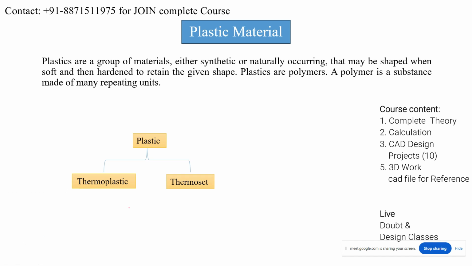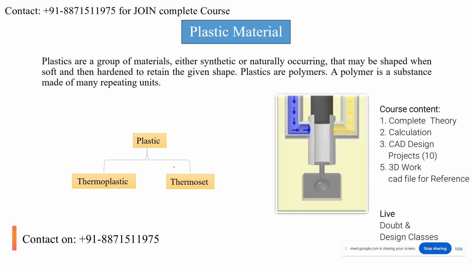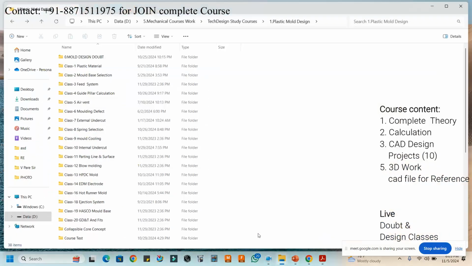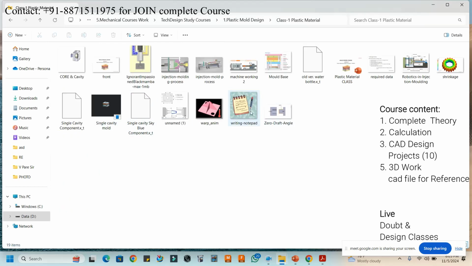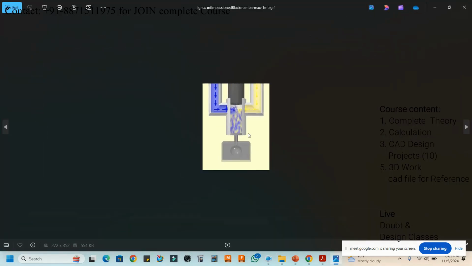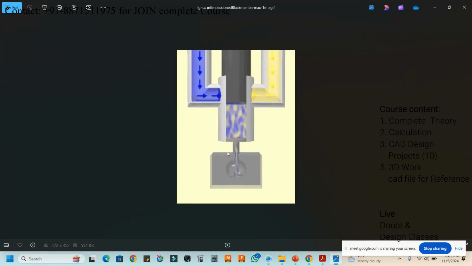Now we know about thermoplastic and thermoset material, and about the polymer material. So now we will go for the molding. See here, this is the basic molding process. One minute. See in this GIF, what is happening here? Tell me.